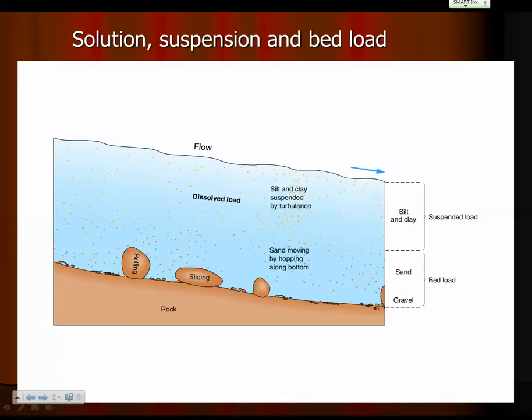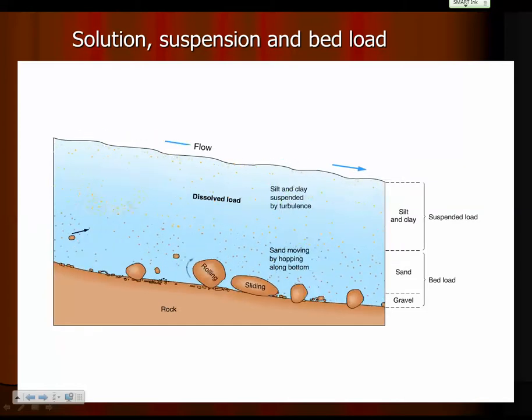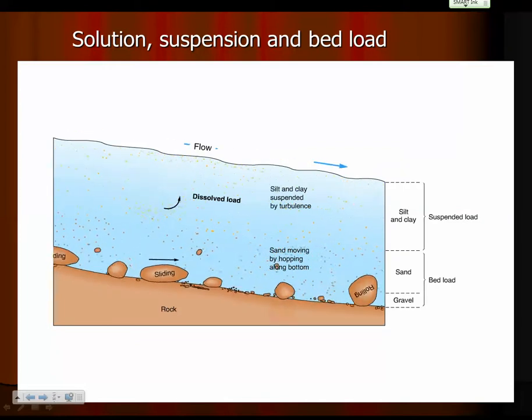All right, welcome back. Another short video today. And once again, we're talking about streams. Let's start out first with this short little applet. Let's hope it's working. This just shows the movement of different materials on a stream bottom.